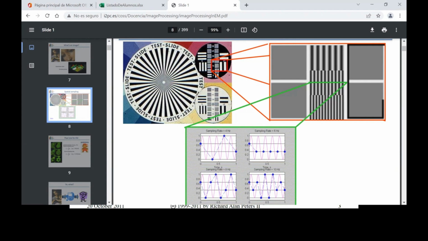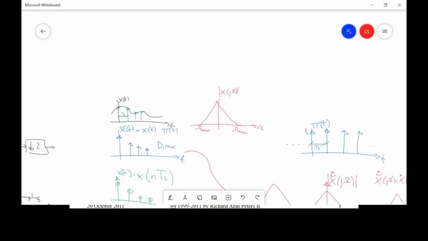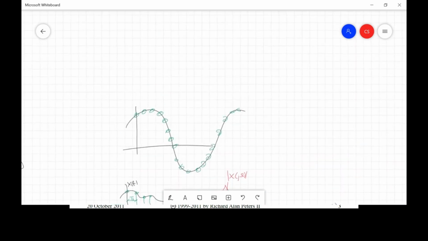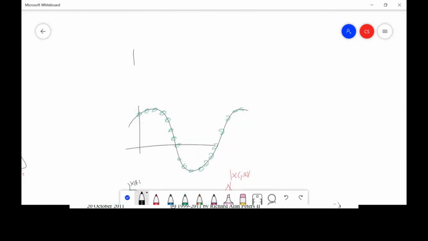If you have many samples per wavelength, let's say that you have a continuous signal that is like this, and you have many samples, it is obvious that you will be able to recover your signal. You have so many samples, you see your sine there. Let us keep fewer and fewer samples, that is increasing the Ts. So now I have the same signal here.